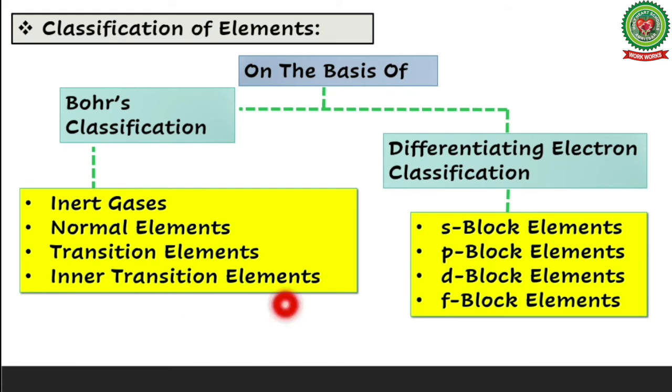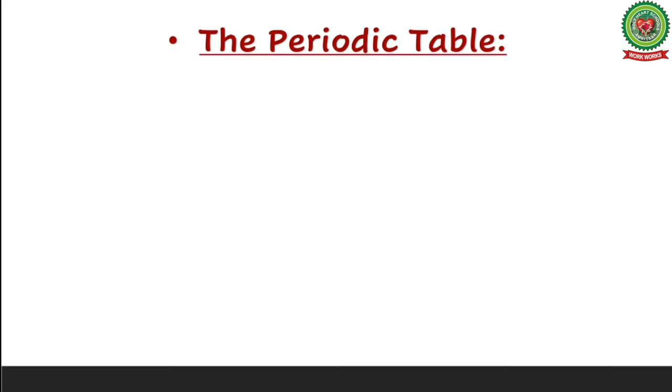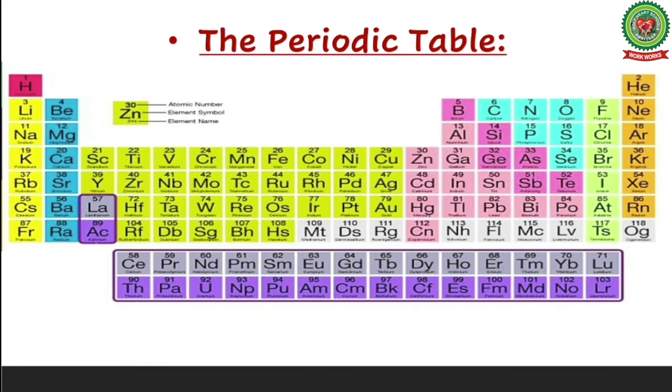To understand this, let us have a look at the periodic table. In the periodic table, the elements are arranged in groups and periods according to their atomic numbers. This we already know. Now, according to Bohr's classification, inert gases are the elements present in the last group of the periodic table, that is group number 18, because their outermost shell is completely filled.